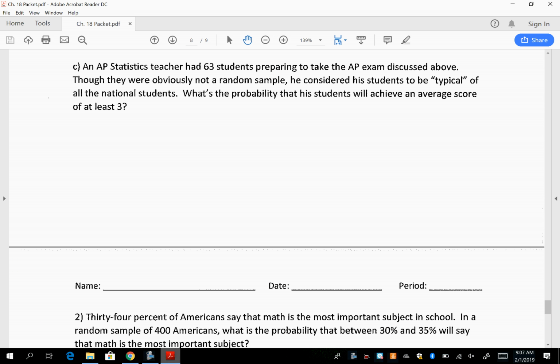So what's the answer? 20.4. So 0.205? So you have that work right there? It's 0.200454. Oh, so 0.200. Okay, sounds good. So 20%. So we're telling this teacher that the likelihood that his students will achieve an average score of at least 3 is about 20%. So not likely.